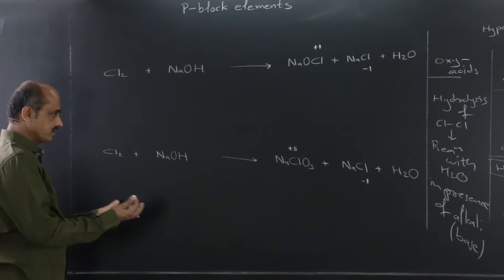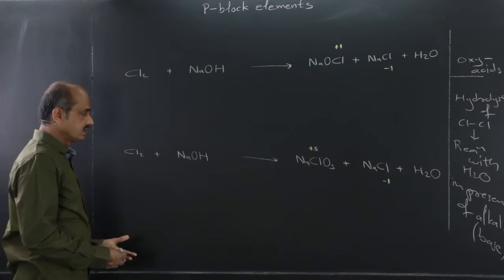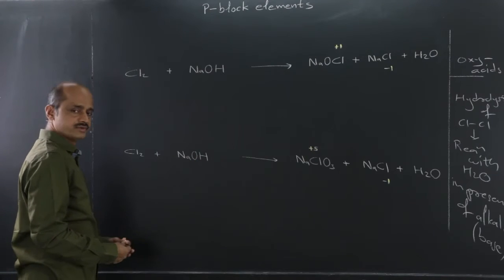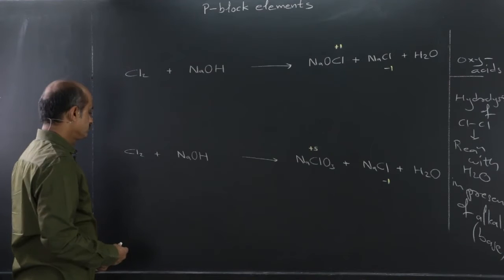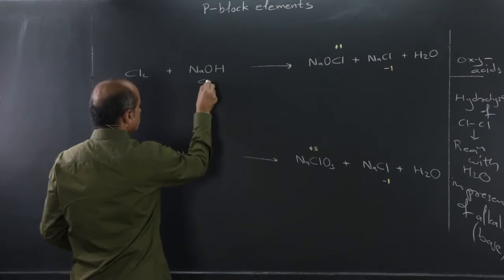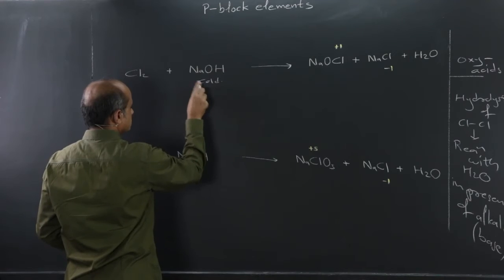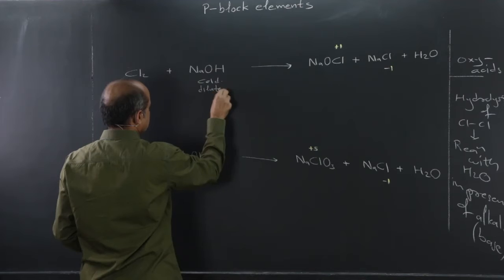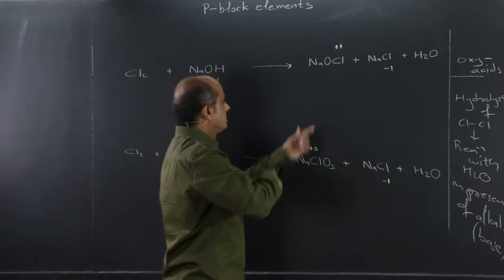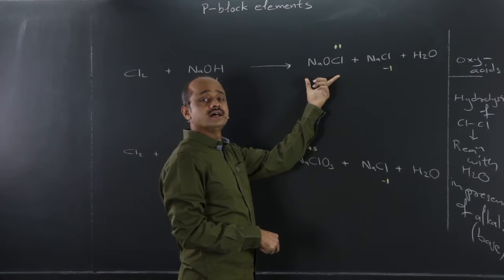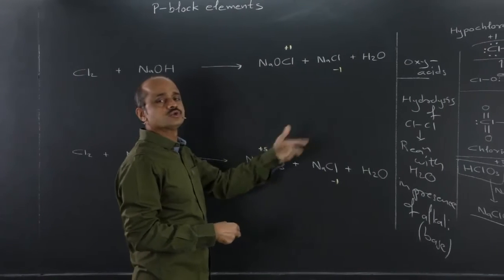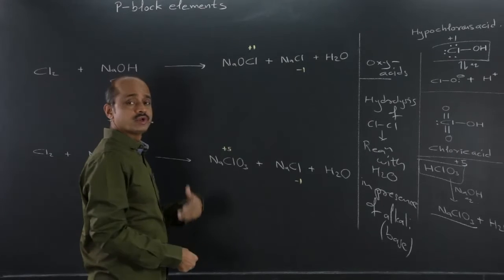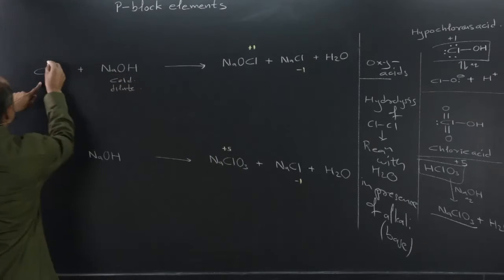In this topic, up till now, various reactions we have considered. Now, if chlorine reacts in cold dilute NaOH, it is hydrolyzed to get hypochlorous acid, which is neutralized to give the sodium salt of that hypochlorous acid, sodium hypochlorite.